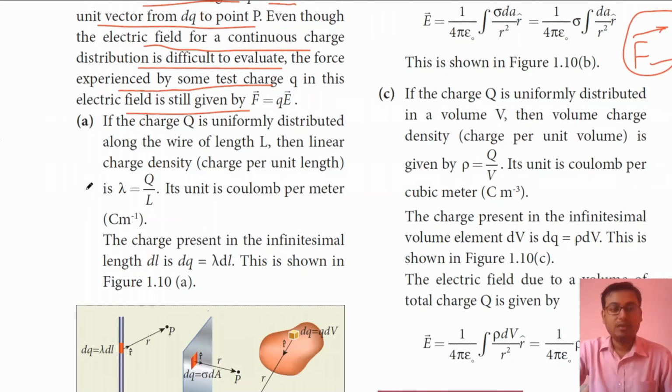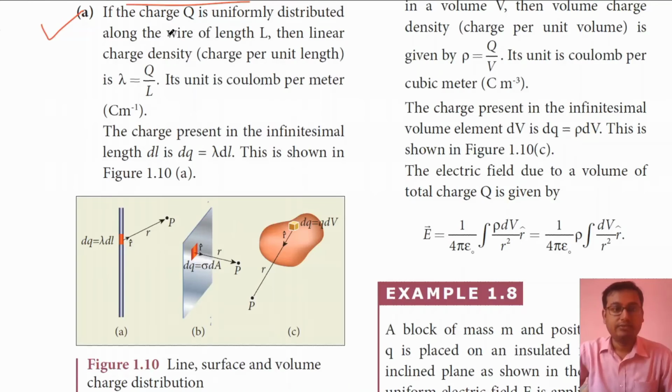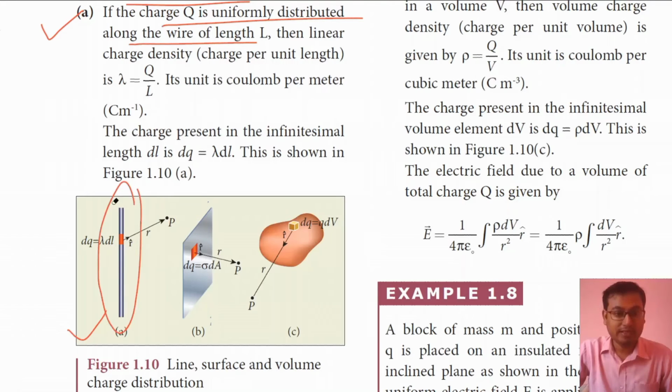Now subtopic A. If the charge Q is uniformly distributed along the wire of length L, as given in this figure, figure A, here is a wire, and on this wire, electric charges are uniformly distributed. That means they are equally spaced from each other. So this is the situation as given in the theory.